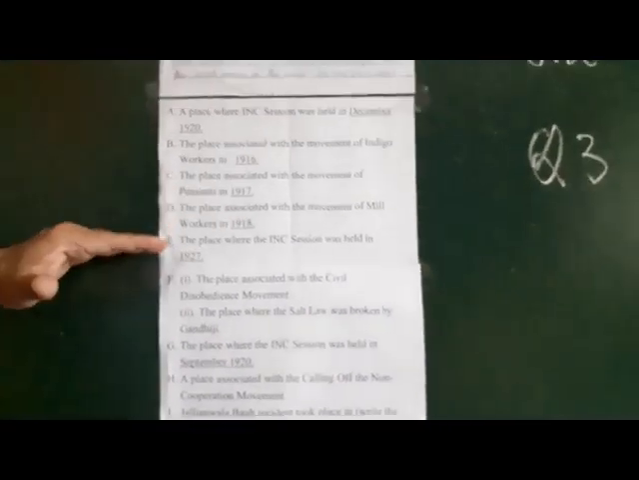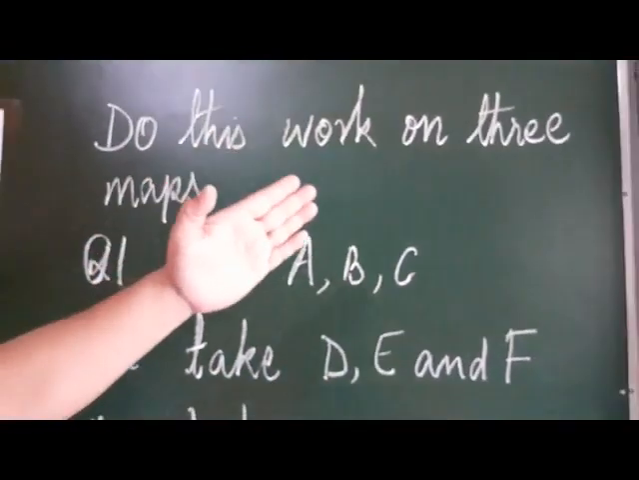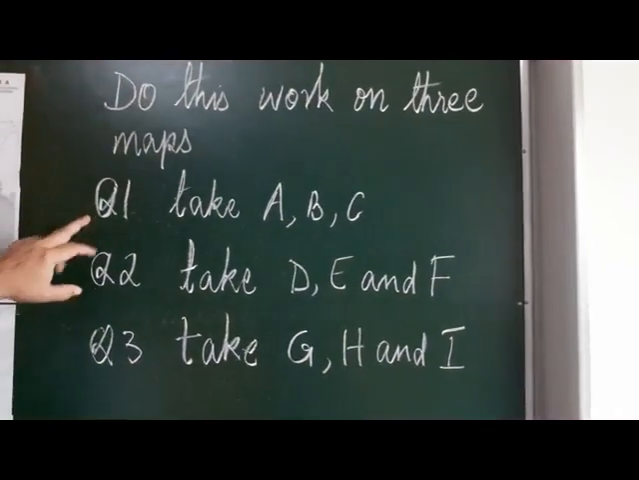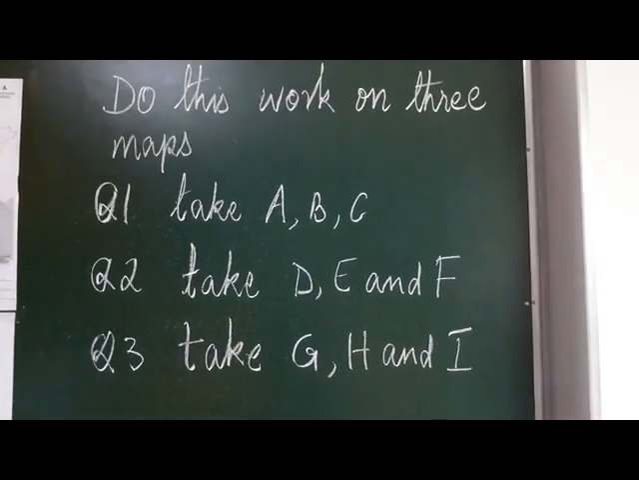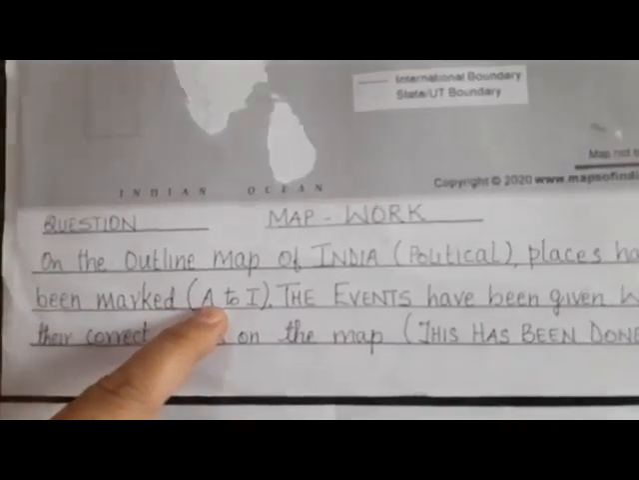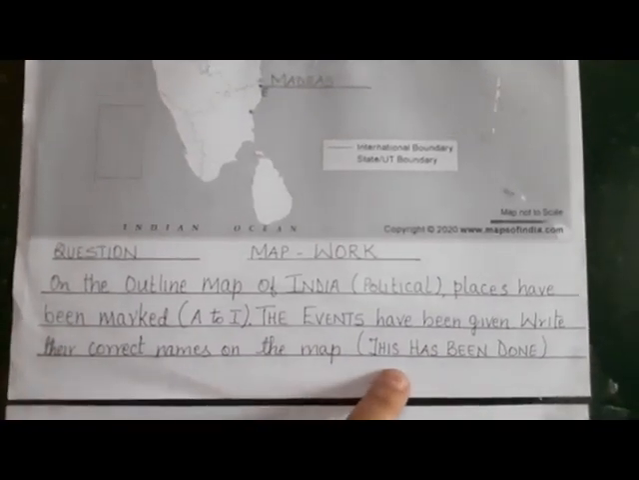Do you believe that practice makes you perfect? Therefore, what I've done now is, instead of doing all this in one map, I've given you here, you have to do this work on 3 maps. So, question number 1. Write the same question here, what is given here. On the outline map of India political, places have been marked A, B and C. The events have been given. Write their correct names on the map.